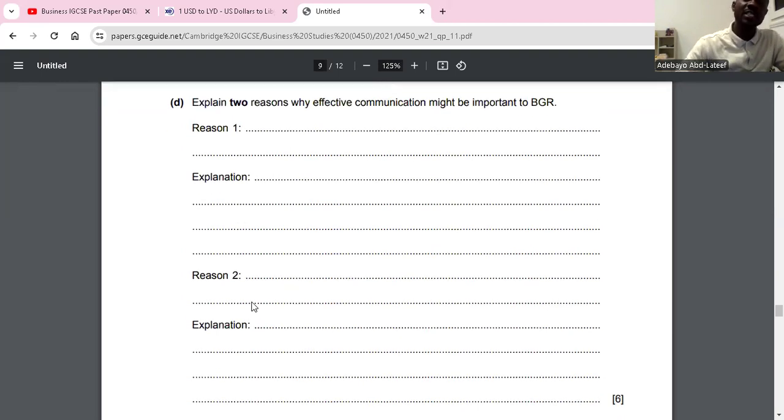Explain 2 reasons why effective communication might be important to PGR. Effective communication might be important due to the following reasons. One, it gives the customers accurate information, which may bring about customer loyalty. When customers are able to get accurate information, it means they will see your business as a reliable business. They want to stick with you. Customer loyalty. Do you get it?